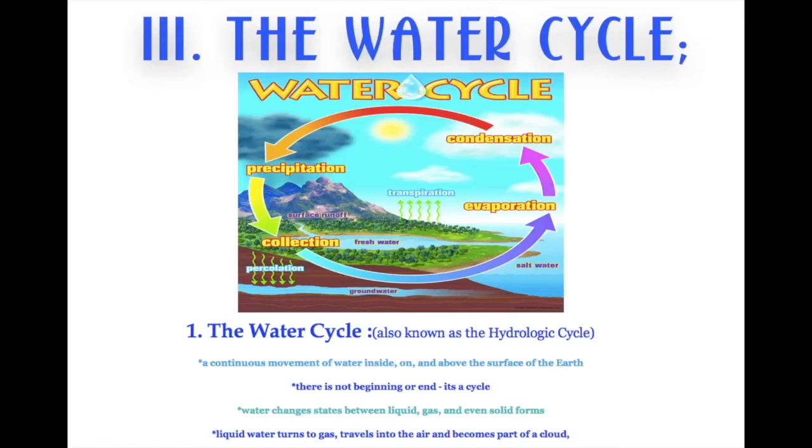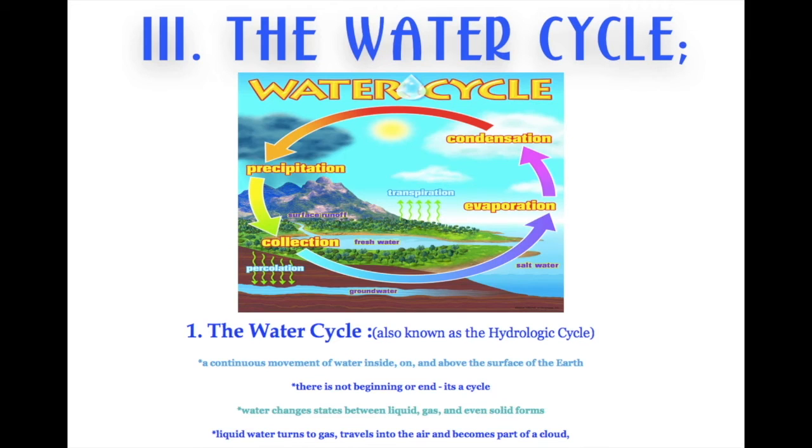Now we move into the water cycle. Make sure you know that the water cycle is also called the hydrologic cycle. That's another name. There's really no start and stop point of the water cycle, but it does go in a continual loop. As you see there, it doesn't matter if we start with precipitation or if we start with evaporation. I usually start with evaporation.